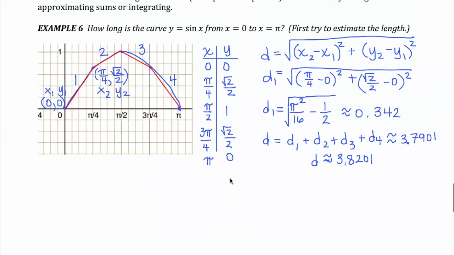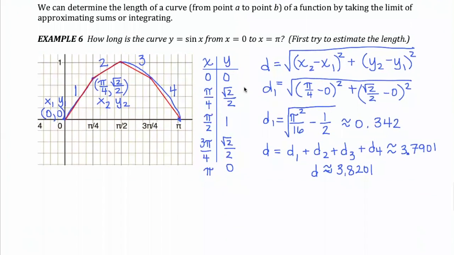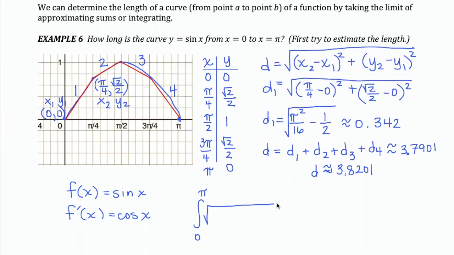So if we were to apply that to this example, my function in this example was sine of x. Therefore, my derivative would be cosine of x. And so if I substitute into the arc length formula, it says I would form the integral from, in this case, we're going from 0 to pi of the square root of the first derivative, which is cosine of x, squared plus 1 dx.